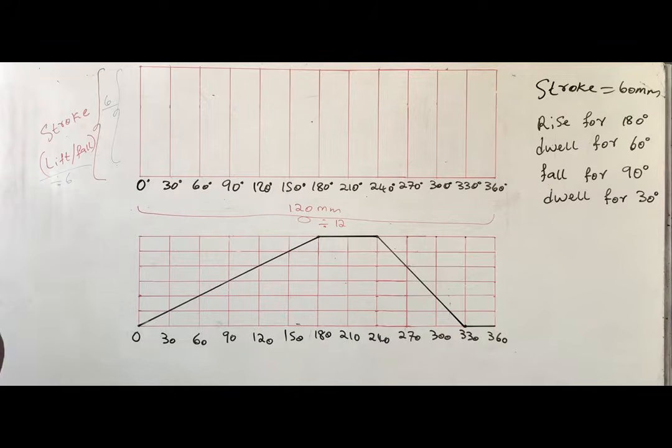Rise. Rise happens between which angles? Between 0 and 180. Which angle is in the middle between the rise? 210? Between the rise, 210 is not in the middle. 90 is in the middle between the rise.